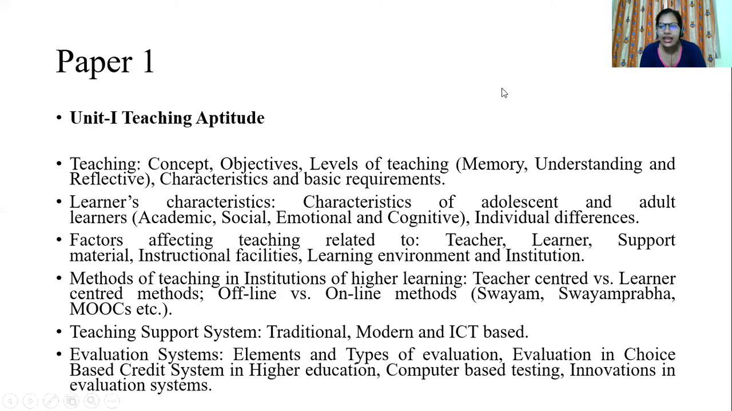Next is about the learner's characteristics, in which we are talking about adolescent and adult learners' capability and all, which will require academic, social and emotional levels also. With each individual's differences we'll be discussing. What are the factors which affect teaching? So it is about teacher-learner support, what are the materials, the institutional facilities, the environment in which you are going to teach, right?